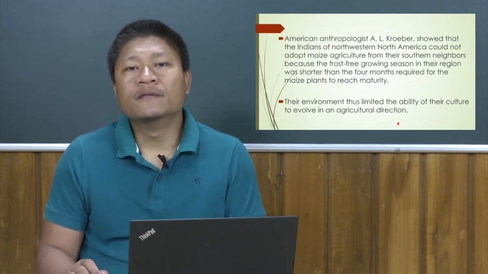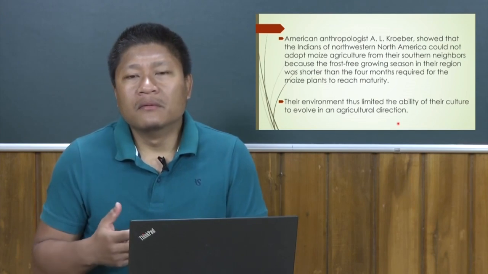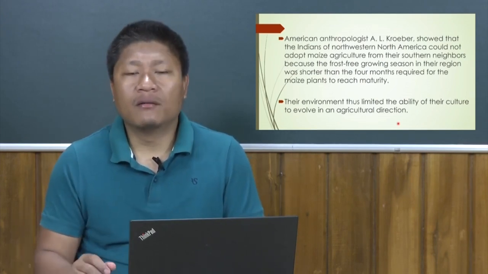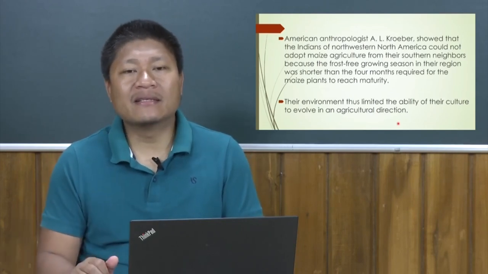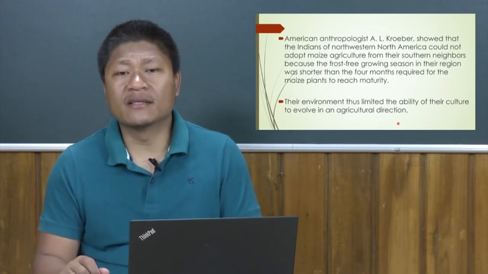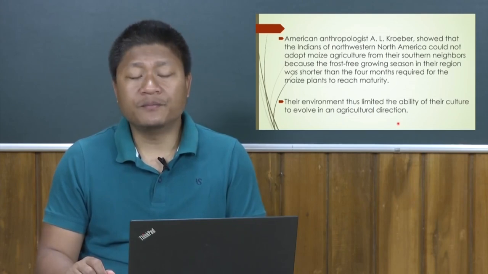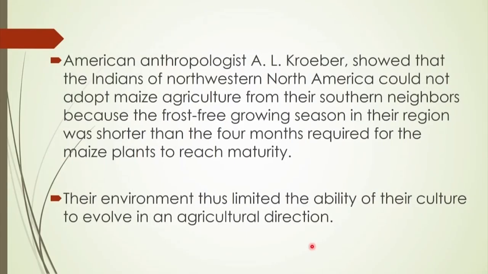Now, to cite more examples, there are certain communities who inhabit a hill terrain. In a hill terrain, it is difficult to practice wet rice cultivation or terrace cultivation because of the steepness or because of the geographical terrain. By saying so, the environment to some extent limits the ability of a community to evolve from one particular practice to another.